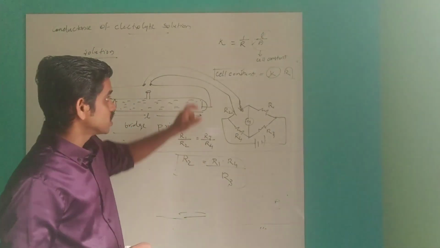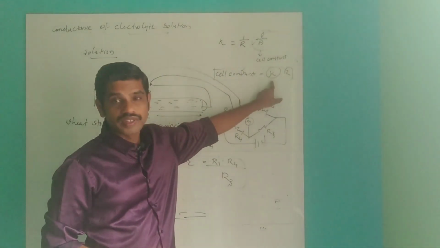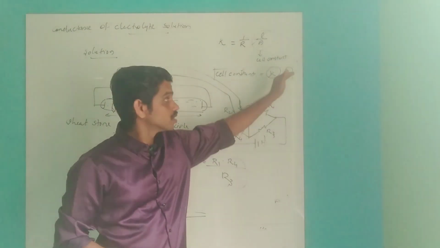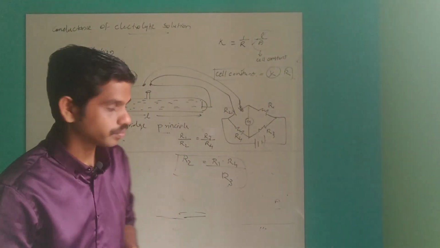So this is a very important equation: cell constant is equal to conductivity or specific conductance into resistance.